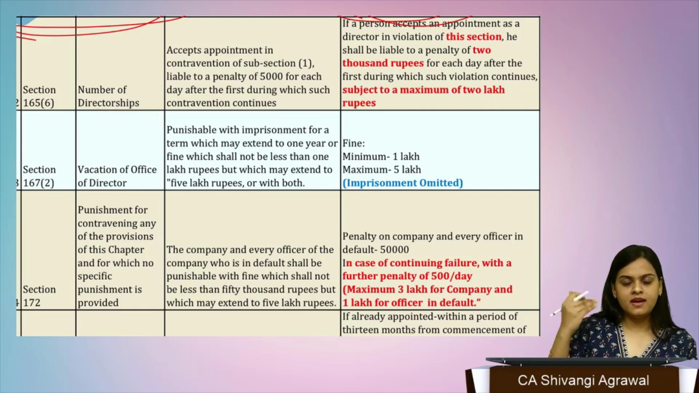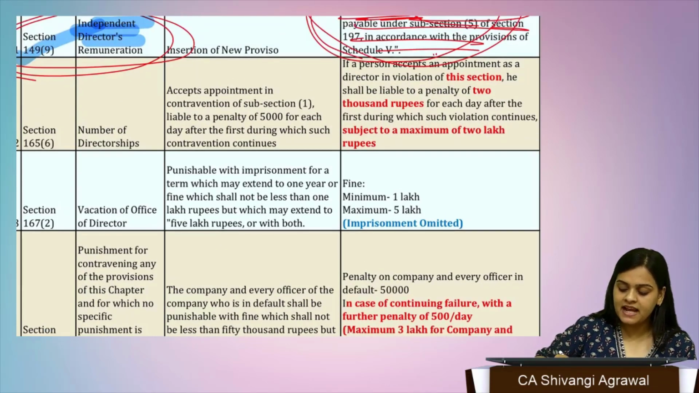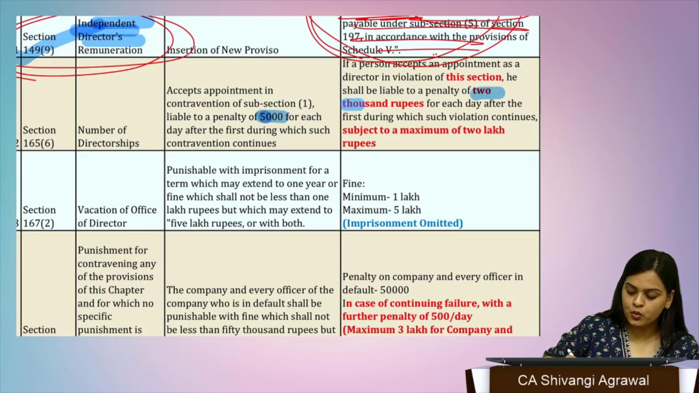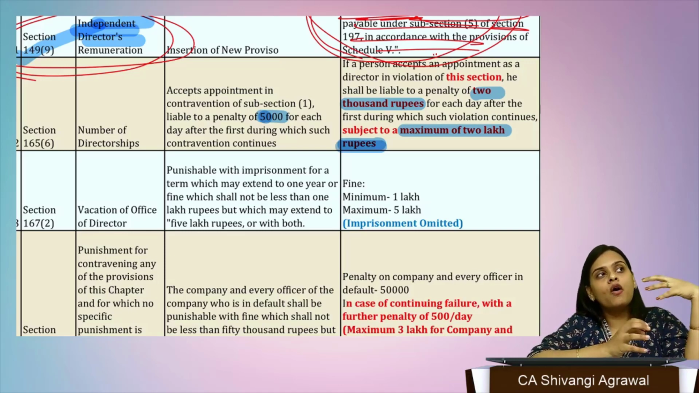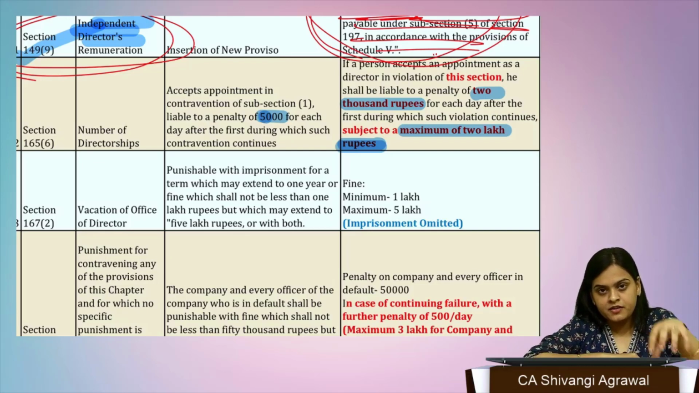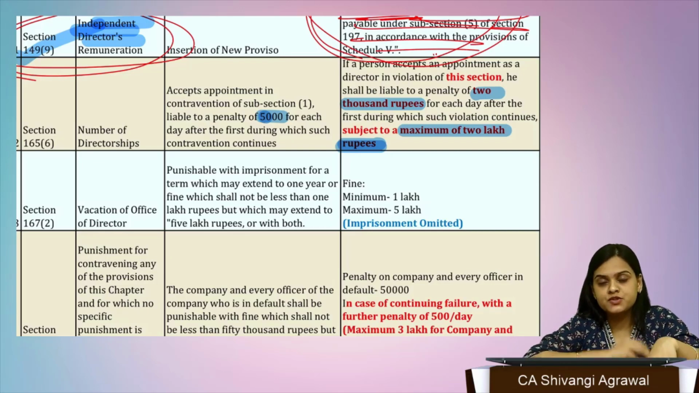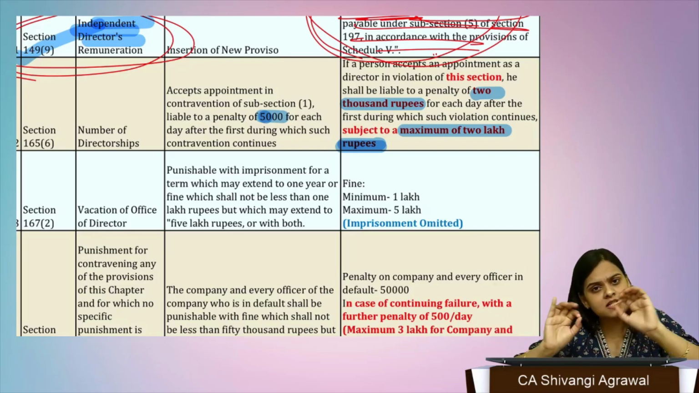If we accept any directorship beyond that limit, then we have a penalty. Now the penalty has been reduced. Earlier the penalty was 5,000. Now the penalty is only 2,000, and moreover there has been a maximum limit which has been placed. See, earlier the penalty was 5,000 per day. So if I continue to remain the director of, say, more companies for 5 days, and after that I realized, okay, I have to resign, so immediately I resigned with effect from that particular day. So I remained a director of more companies for 5 days. So what will be my penalty? 5 into 5,000, that is 25,000.